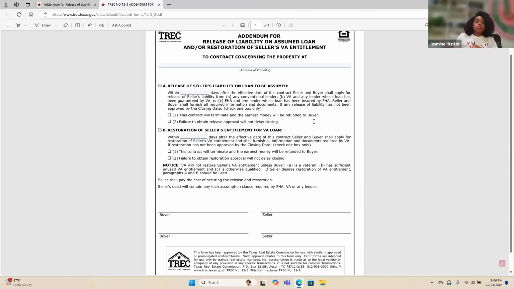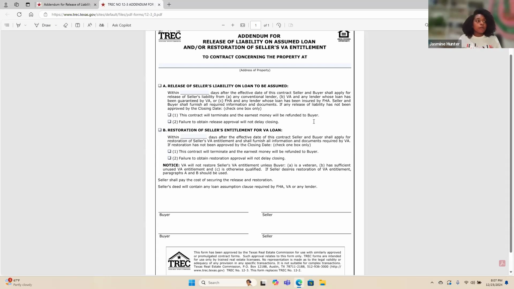If you're going to assume a loan from a seller, that seller is released from liability. If you're going to restore the VA benefits of a veteran, you need to restore that. What that potentially means is that a veteran has taken their property and allowed someone to assume their VA loan, and they moved somewhere else because the benefits were great. That was the only way they could sell the property. Well, now that person is getting ready to sell, and there needs to be a restoration of the seller's entitlement for that VA loan.